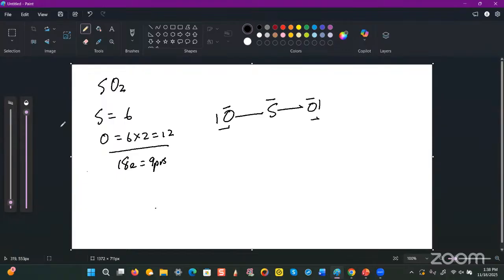All right. Then we calculate the formal charges. So what's the formal charge for oxygen? What's the formal charge for each oxygen? Same calculation for each of them. How would you calculate the formal charge of each oxygen?